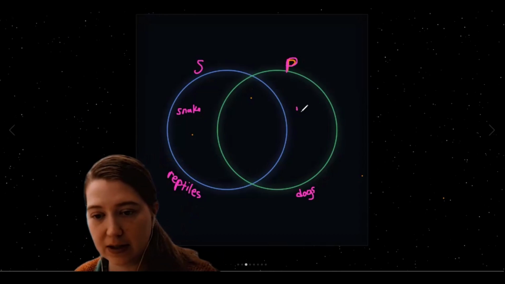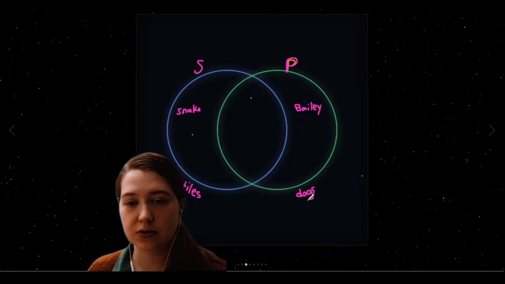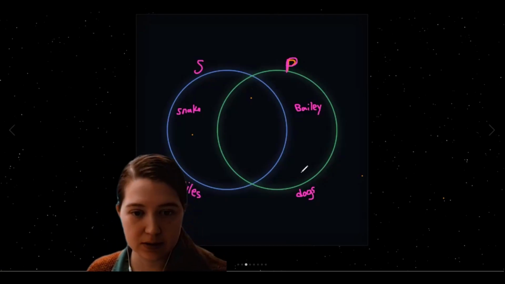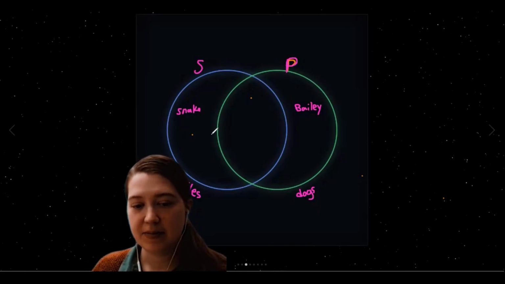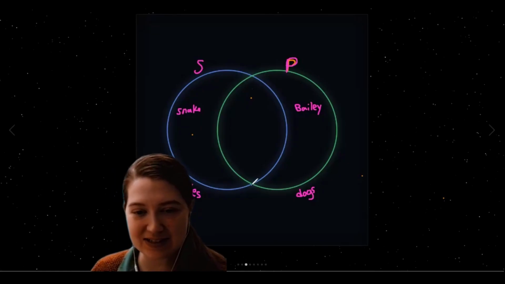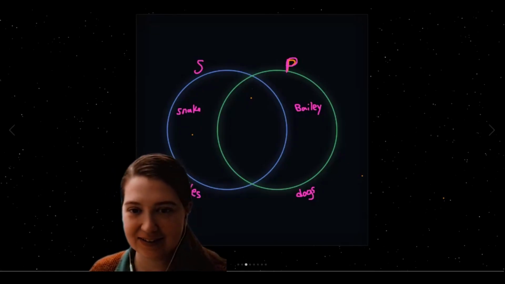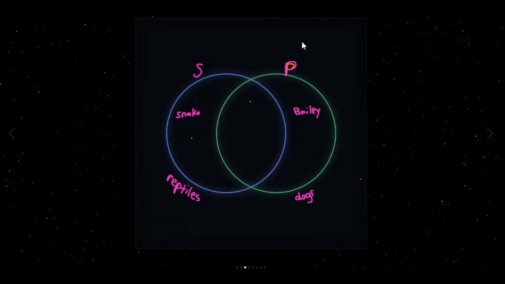So Bailey goes over here. And as always, based on how these circles represent the world, anything within the blue circle is a reptile. Anything within the green circle is a dog. Sorry about that video overlay going over the words. Hopefully you can see it now.